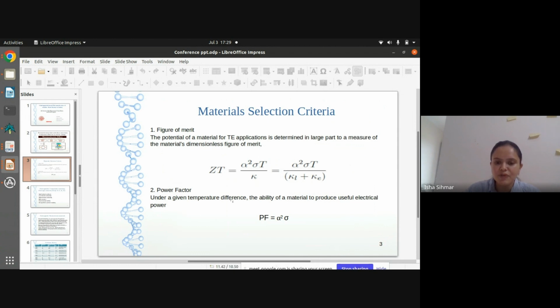Also, there is a term power factor, which is the ability of the material to produce useful electrical power. The power factor is defined by alpha square sigma. It means power factor depends upon Seebeck coefficient and the electrical conductivity.